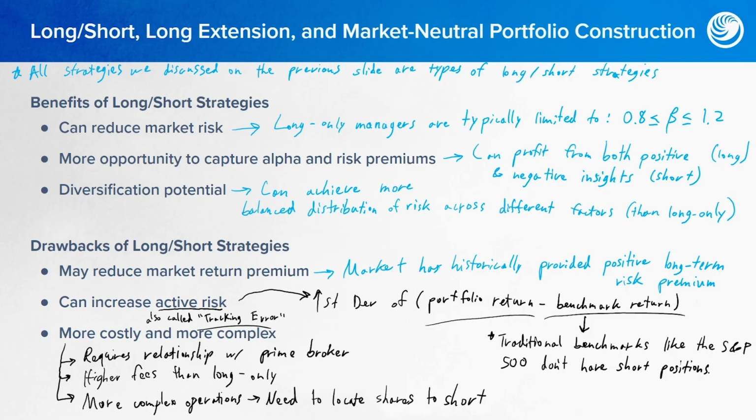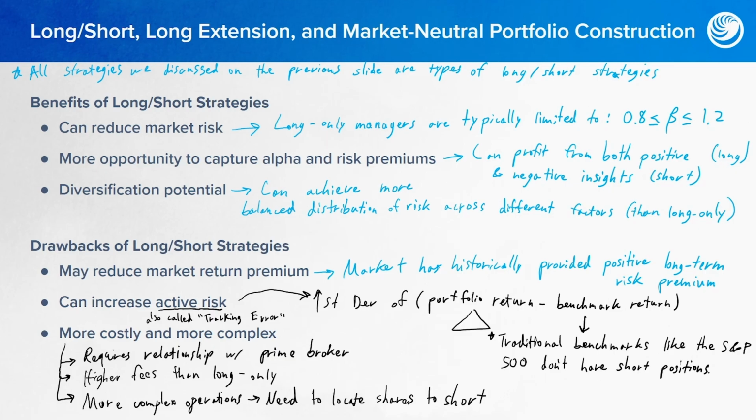And why would having more short positions make this standard deviation increase? Well, because the benchmark returns, traditional benchmarks like the S&P 500, don't have short positions within them. So if we start adding short positions to the portfolio, we're going to be changing these portfolio returns without changing the benchmark returns, which is going to drive up the difference between the two, which is going to drive up that standard deviation and that active risk or tracking error.